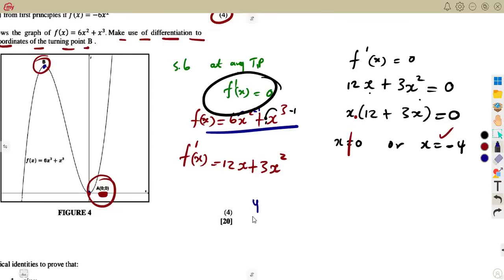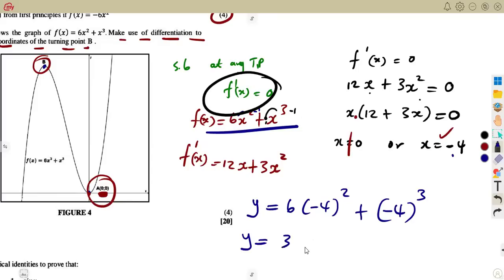f of x, we are going to substitute the x that we are saying it is. So that's 6 into x squared minus 4 squared plus x cubed. That's -4 to the exponent of 3. So that was going to give us the y value, which is 32.